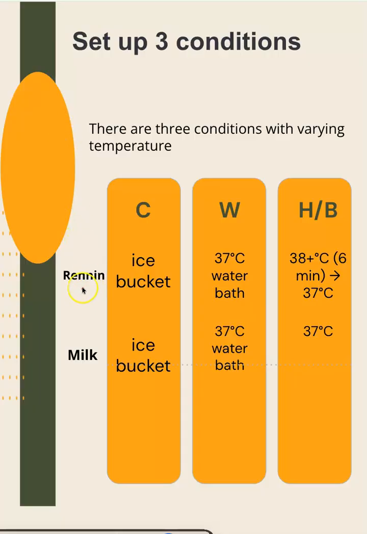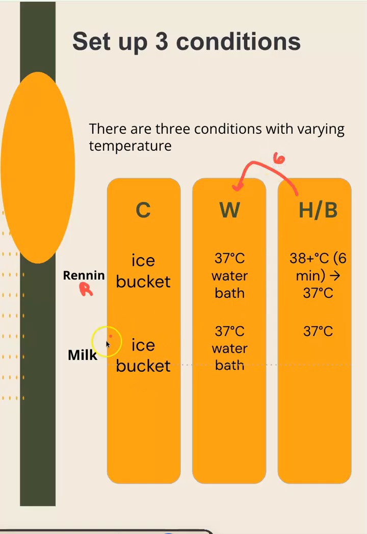So you just saw us set up the different test tubes. For the R test tubes, if you recall, one of them was in the ice bath, one of them was in the water bath, and then one of them we placed in the boiling bath. That's going to be there for 6 minutes. In 6 minutes, I'm going to move this test tube into the warm 37 water bath.